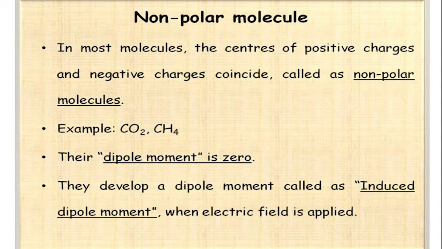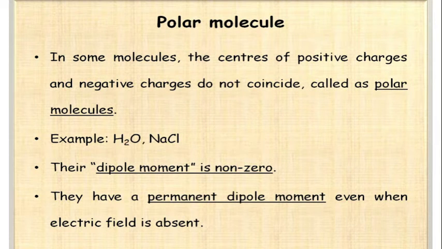Why? Because the centers coincide, and they develop a dipole moment called induced dipole moment when an electric field is applied. Then what are the polar molecules? In some molecules, the centers of positive charges and negative charges do not coincide, so they are called polar molecules. For example, H2O, NaCl, and their dipole moment is non-zero. That means they have a permanent dipole moment even when the electric field is absent.